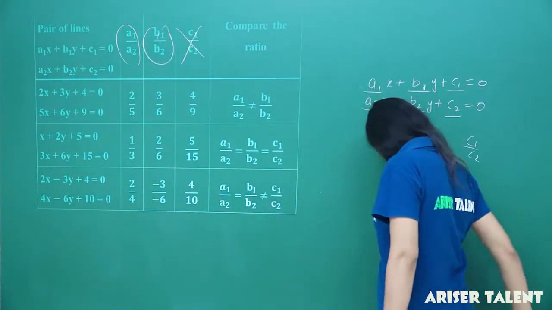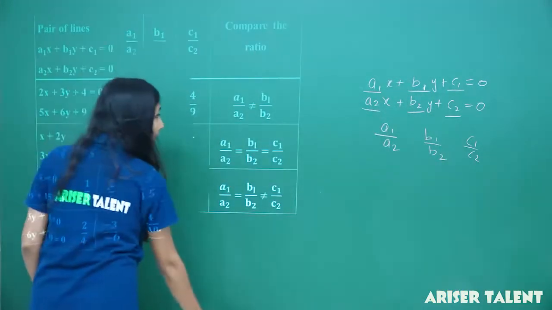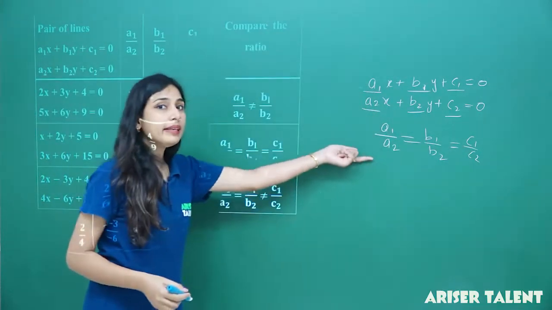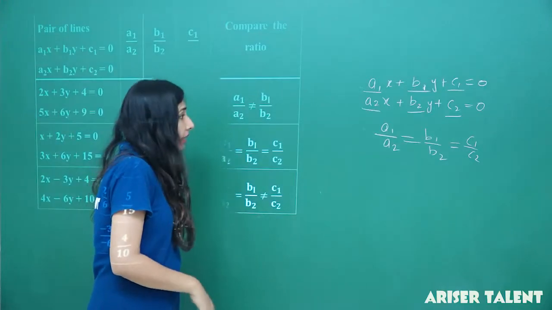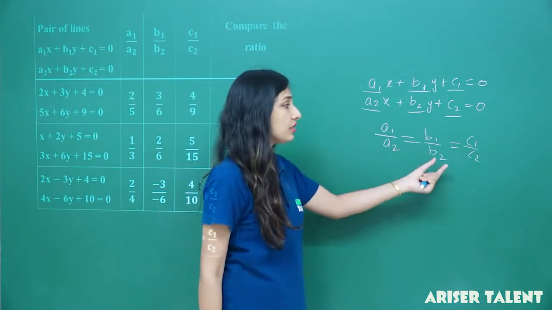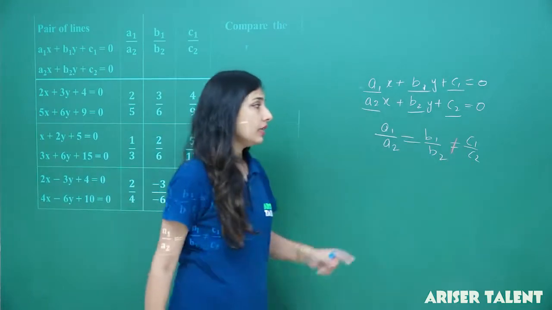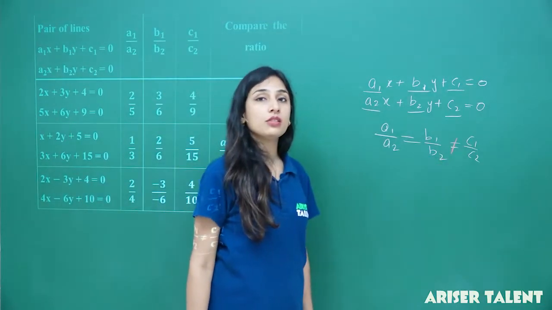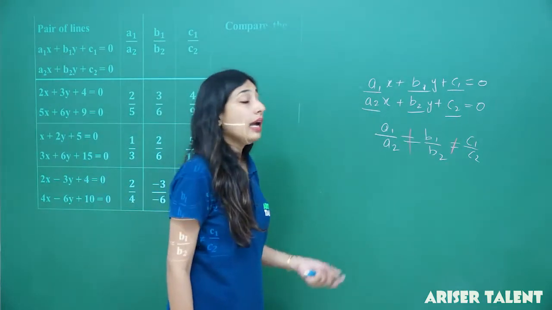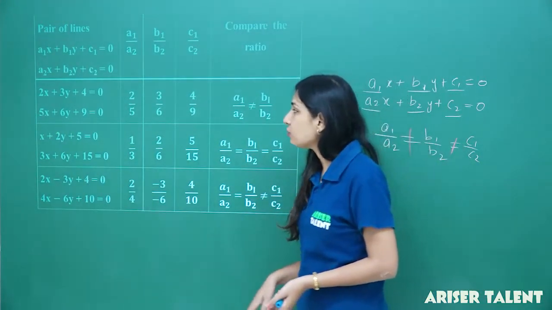Look at here. In one case, this ratio equals this ratio equals this ratio. In the second case, these two ratios are equal, but they are not equal to C1 by C2. In the third case, none of the ratios is similar to any other. So, okay, we are having these three cases.